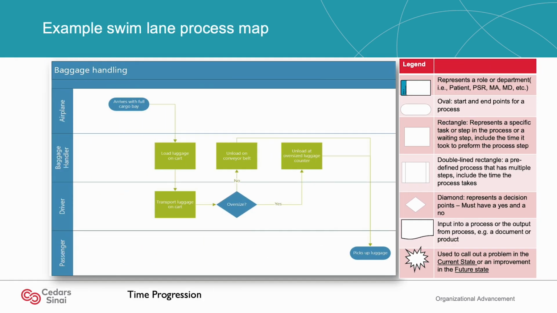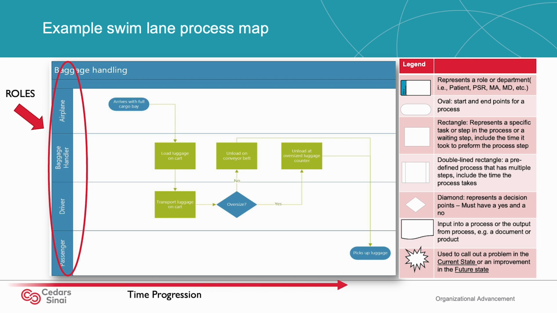This is an example of a process map or swim lane for baggage handling from the point of arrival of the plane to the end point where the passenger picks up the luggage. Each lane represents a role in the process, and it details all the steps of that respective role. Process maps are read from left to right, and the shapes of a process map stand for something. The ovals represent start and end points, the rectangles represent steps, the diamonds represent decision points, and the splats represent any callouts.